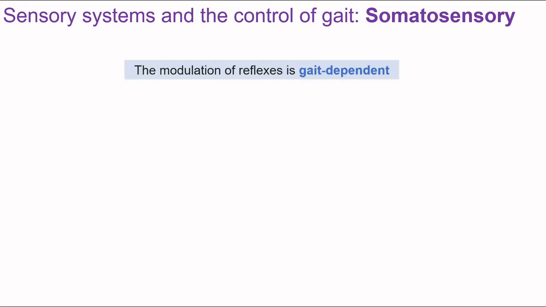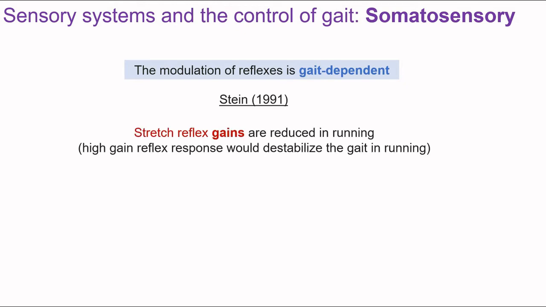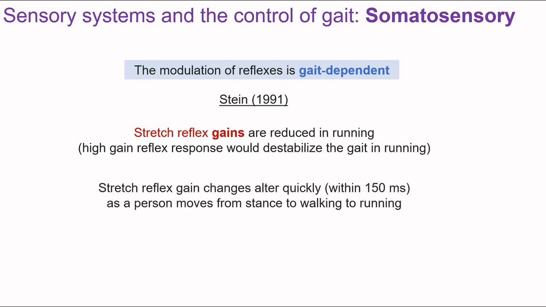Reflex mechanisms are also modulated as a function of the particular gait pattern that's being utilized for locomotion. Stein observed that stretch reflex gains are reduced during running. This is a functional adaptation, given that a high stretch gain reflex response will destabilize gait in the case of running. Stretch reflex gains have been shown to change quickly, within about 150 milliseconds, as a person transitions from a standing posture to a walking gait to a running gait.